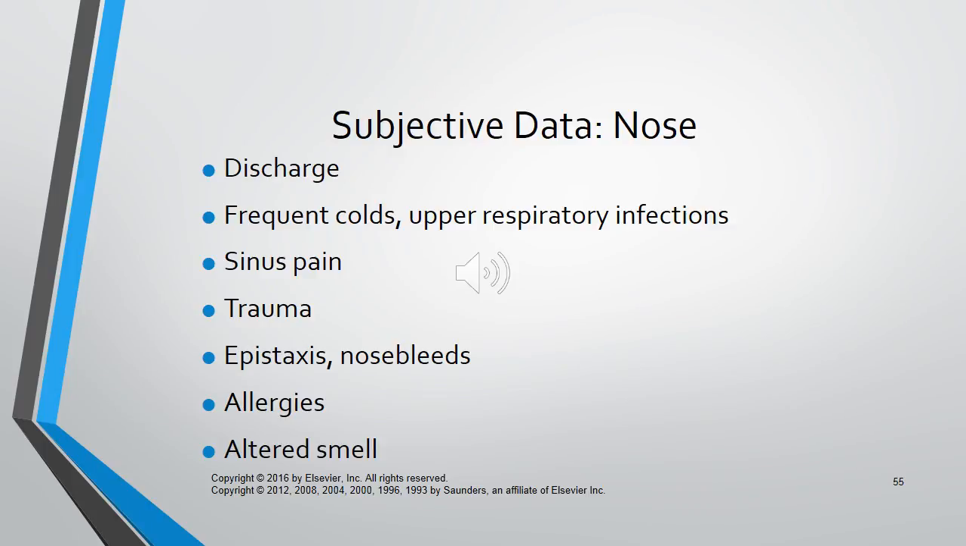Subjective data regarding the assessment of the nose includes discharge, frequent colds, upper respiratory infections, sinus pain, trauma, epistaxis, which is nosebleeds, any allergies, or any altered smell. And the next several slides go through all of the subjective data in a little bit more detail.